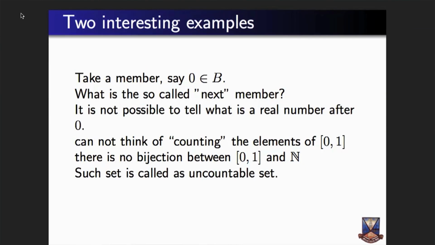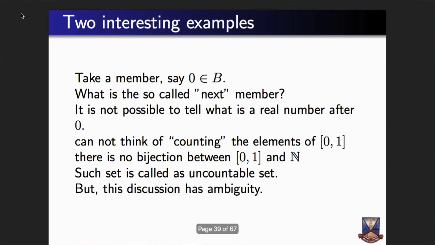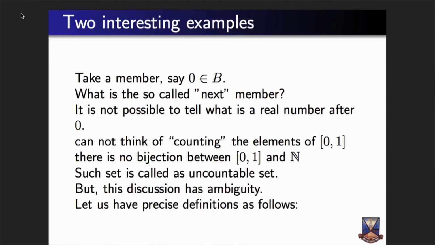Such a set from which there is no bijection to the set of naturals, such a set we are going to call an uncountable set. But as I said, this discussion has ambiguity. So, let us have a precise definition as follows.